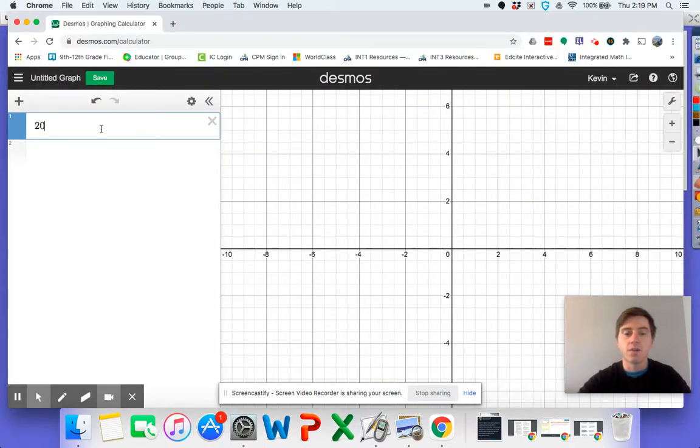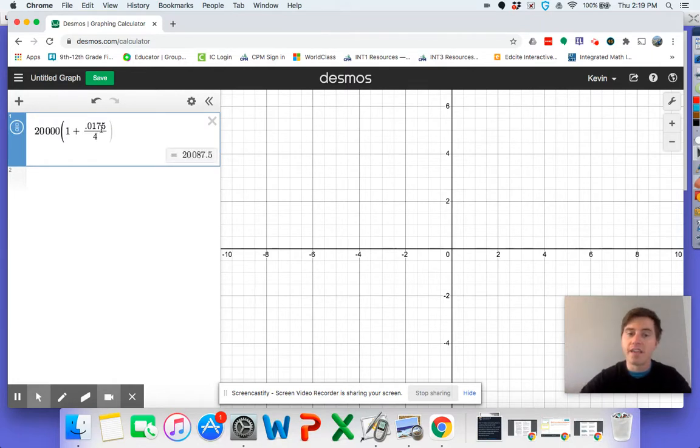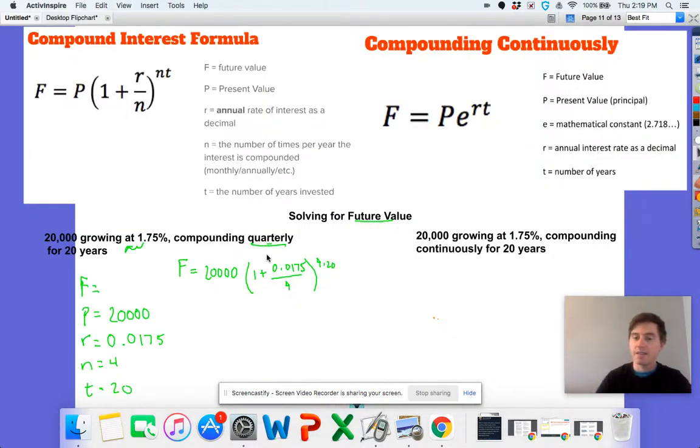So we got 20,000. We'll write that out, open parentheses, 1 plus 0.0175. And when you want to divide, you use the backslash. It's the same as the question mark button. And then divide that by 4. In order to get out of the fraction, you have to hit the right arrow button. So you can close parentheses. Shift 6 is the caret, puts you in the exponent. You got to open parentheses so that they both stay in there, and say 4 times 20. There we go. 28,359 and 69 cents.